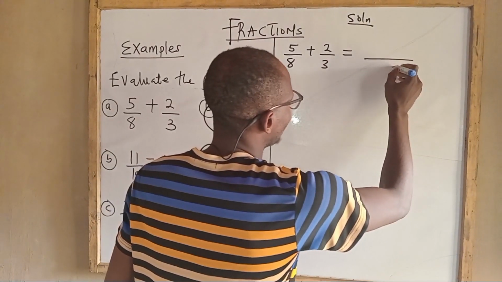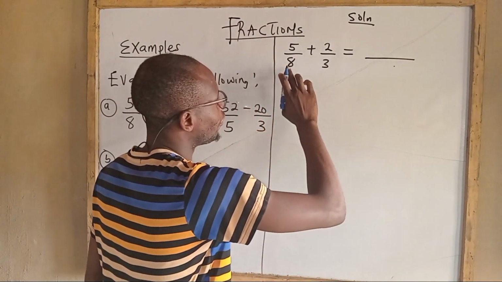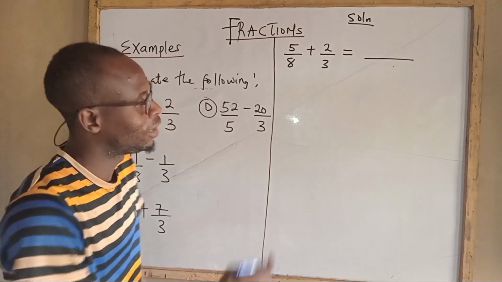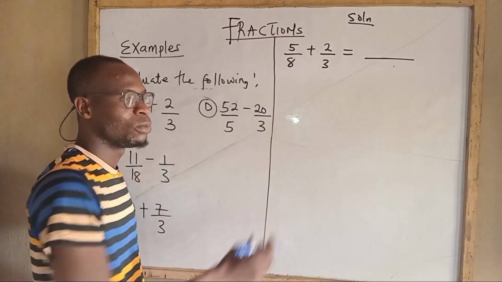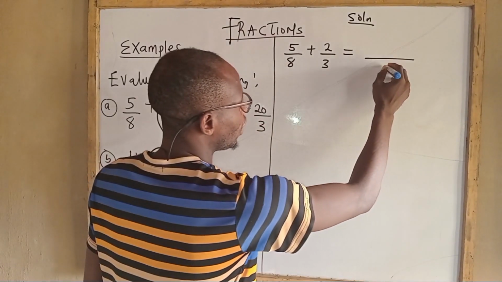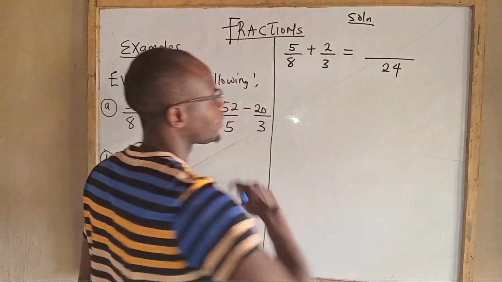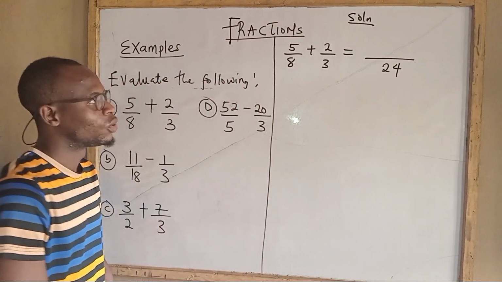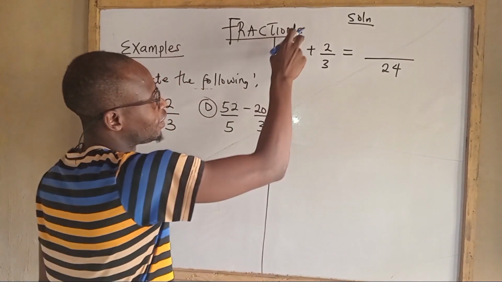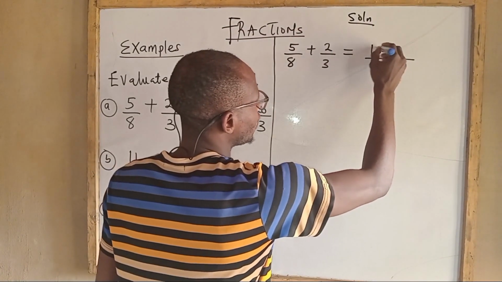We find the LCM of 8 and 3. 3 cannot go in 8, neither can 8 go in 3, and 8 is the highest. So what you simply do here is multiply the 8 and the 3. When you multiply 8 and 3, you should have 24. So 24 divided by 8 gives you 3. Then 3 multiplied by 5 gives you 15.